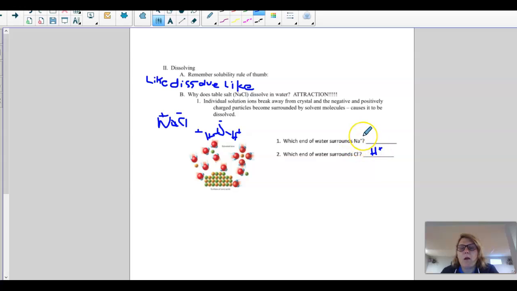And the water surrounds sodium. What part of the water surrounds sodium? It's the negative end.